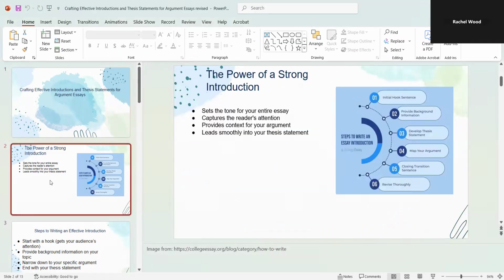So to first talk about the power of a strong introduction, this is where students get stuck the most, and I talk about this a lot throughout all of my classes. Your introduction sets the tone for your entire essay. It captures the reader's attention, it provides context for your argument, and it leads smoothly into your thesis statement.